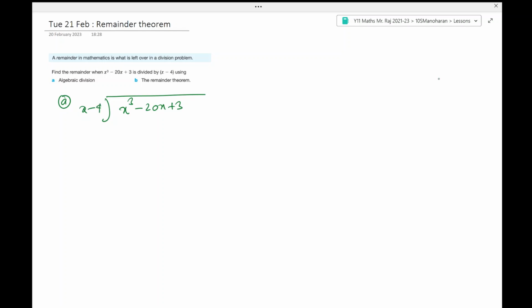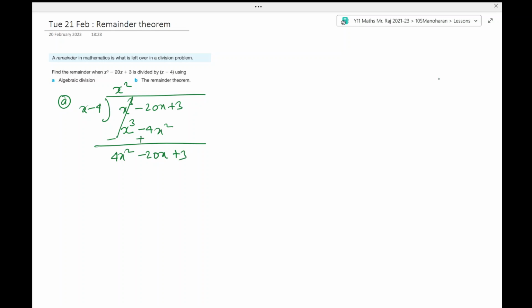Since I have x cubed and I have x here, we always look at the variable, the very first one. So I must multiply this x by x squared to get x cubed. So I will have x cubed here and then negative 4x squared. And then I will subtract. Once I subtract, it should be 4x squared, not 40, 4x squared. So I will have positive 4x squared minus 20x plus 3.